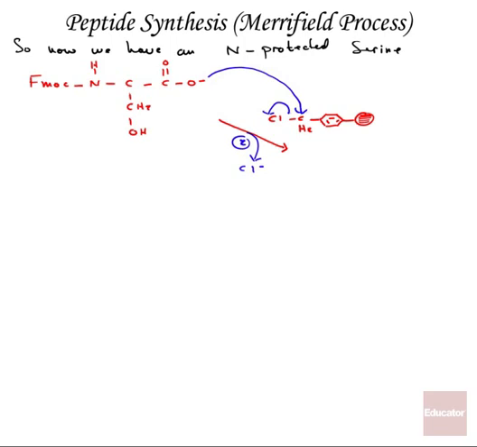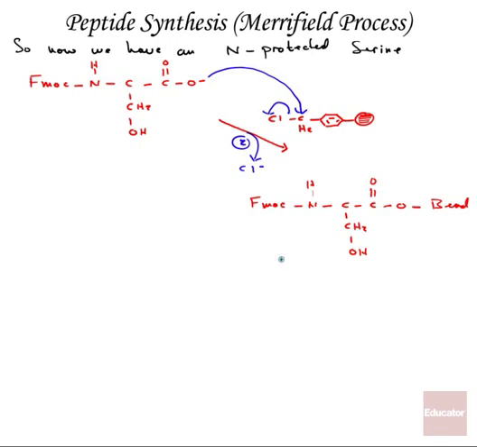Let me go back to red. I have FMOC, I have N, CC, this is carbonyl, this is O, and this is, I'm just going to write bead. And this is our serine, so this is CH2, this is OH, and let me put my H there. So N-protected serine, I reacted with a bead, now I have bead, serine, and I have FMOC.